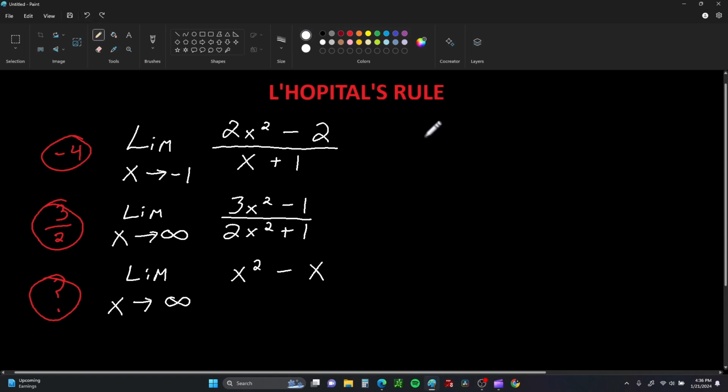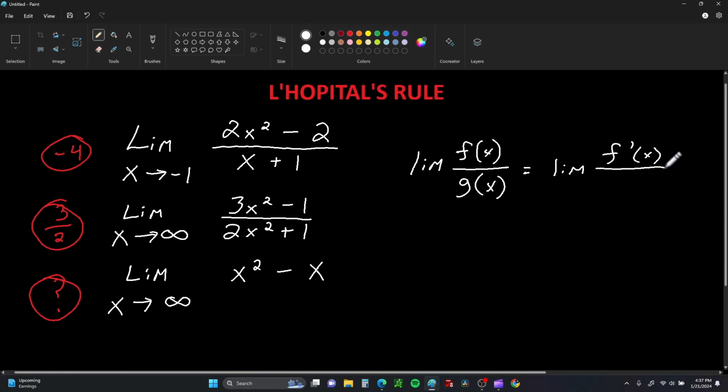So now we need a working definition of what L'Hopital's rule is, and basically it says that the limit of f of x over g of x is equal to the limit of f prime of x over g prime of x. Now this is not utilizing the product rule for derivatives. This is just simply taking the derivative of the top and the derivative of the bottom.